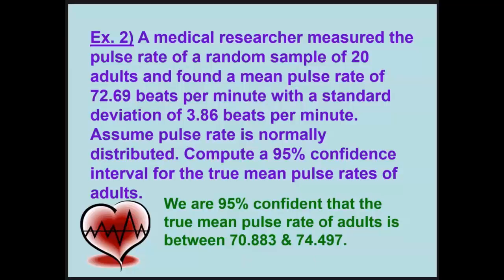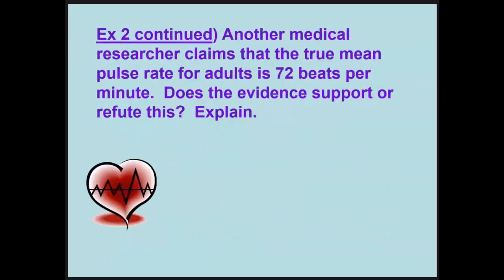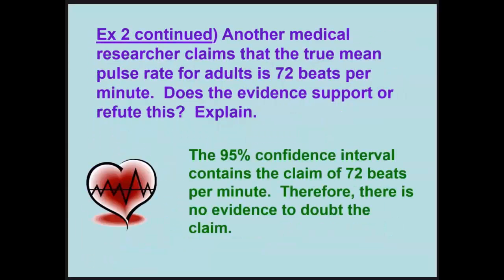So the guy's suggesting then that it's got to be 72. Does our confidence interval support that? Well, 72 happens to be inside the confidence interval. So at this moment, we have no reason to doubt that particular claim. So as far as we can tell, yeah, sure, 72 is fine, because our confidence interval suggests that it's got to be somewhere between 70 and 74. So anyways, another example.